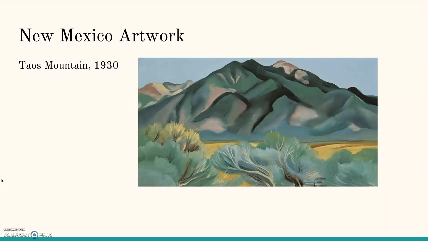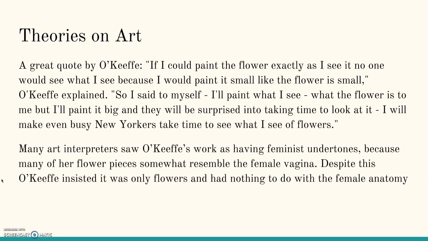Here we can see the Taos Mountain, New Mexico, also done in 1930. She has a very simplistic view of the world, but somehow her emotions are shown in the colors she chooses and the textures that she makes. So she says a lot with a little. A couple theories on art.